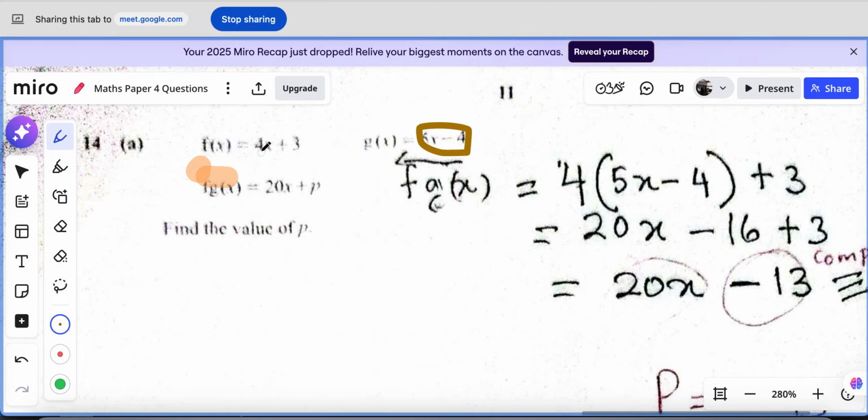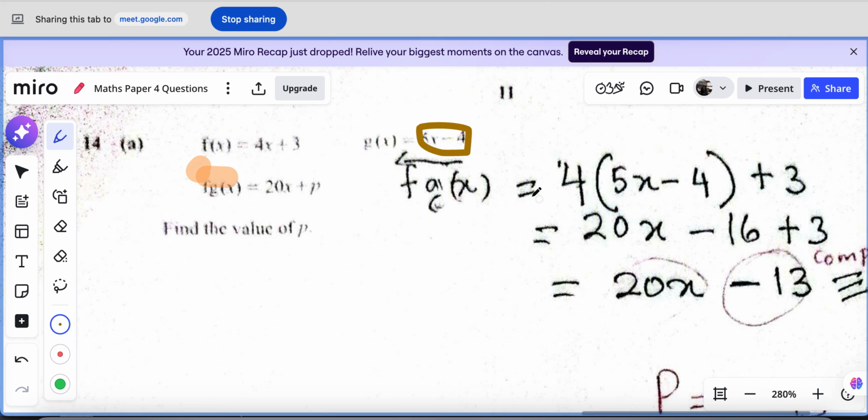So I'm going to write 4, then open a big bracket, and put 5x minus 4 in place of this x, because you're going to substitute g of x inside f of x. Anywhere I see x in the function, it's very easy: I substitute the whole of g of x, 5x minus 4, to replace x. So I write the 4, open a big bracket with a big space for this x, put the whole of g of x inside it, then plus 3.